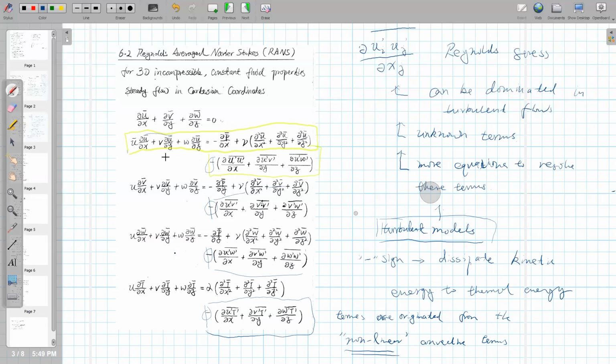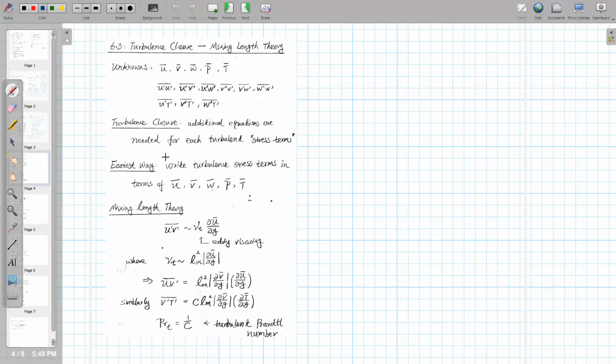Now we are talking about turbulence modeling. How can we model the turbulence for these terms? Let me give a summary. These are the unknowns we want to solve: U bar, V bar, W bar, P bar, T bar, and these additional 9. In this 3D problem, we have 9 additional Reynolds stress terms.